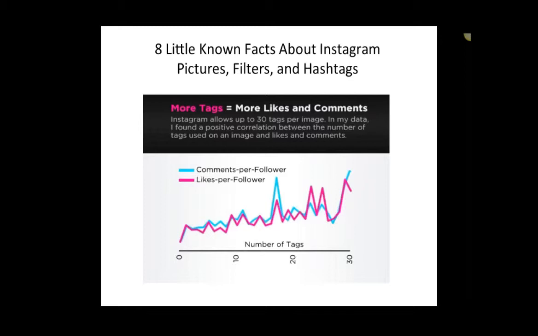So here's a couple facts that I found. Eight little-known facts about Instagram pictures, filters, and hashtags. So more tags equals more likes and comments. Instagram allows up to 30 tags per image. In my data, and I'm going to show you who gave me this information at the end, I found a positive correlation between the number of tags used on any image and likes and comments. So comments per follower, likes per follower, that's one.